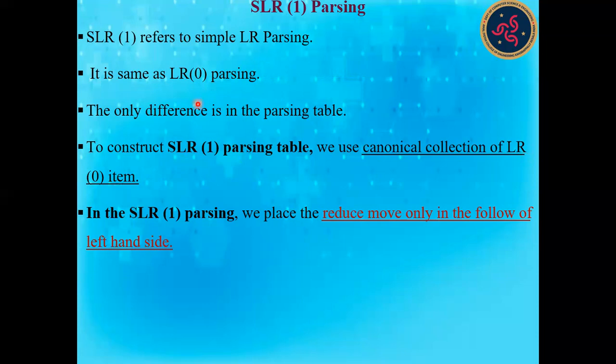For LR0 parsing also, the same canonical collection of LR0 items can be used for SLR parsing as well. Anyway, we need to discuss the SLR parsing table only. In SLR parsing, we place the reduce move only in the follow of the left-hand side. When we see the example, you will be clear about this.